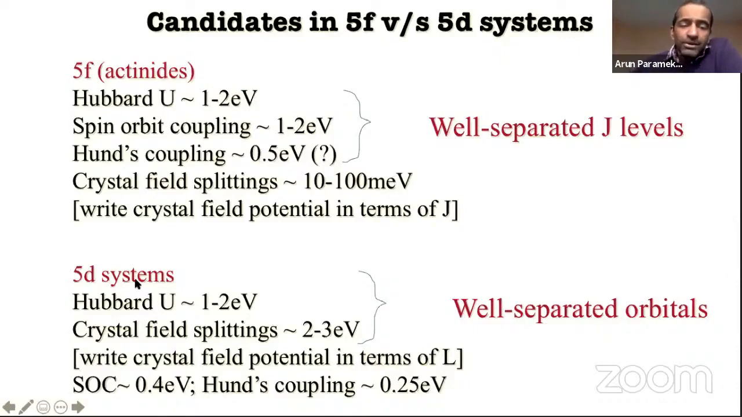The things I'll focus on today are 5D systems, where the underlying microscopics is somewhat different, in the sense that the Hubbard interaction is still quite large. It's on the scale of electron volts. The crystal field splittings are also large, right? And so these lead to what you might think of as well-defined orbital degrees of freedom, coming from this physics of crystal fields and Hubbard interactions.